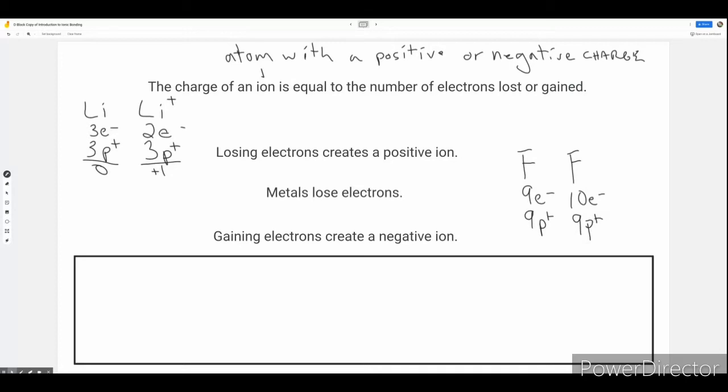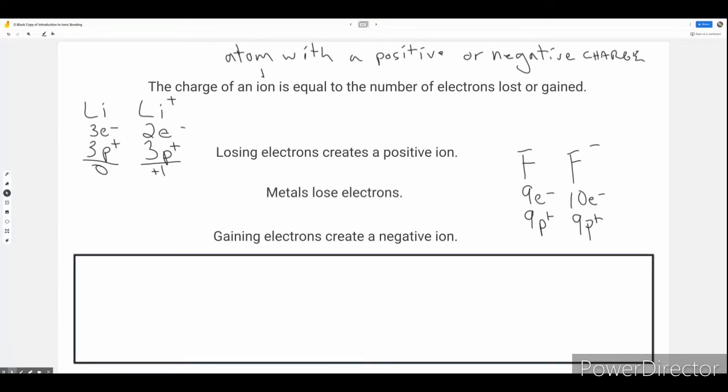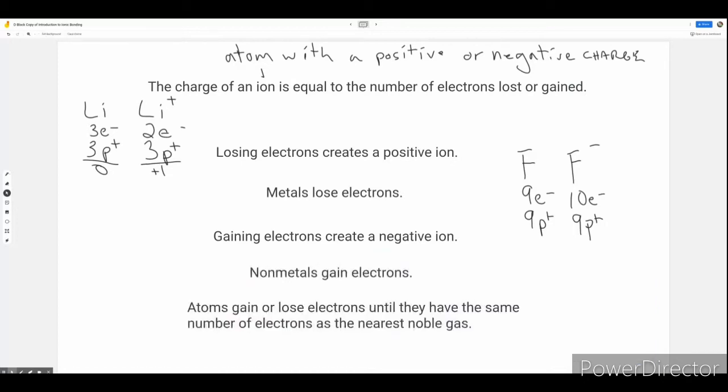If you add an electron to a fluorine atom, now you have 10 electrons and still 9 protons. That gives you a negative charge because the negative outnumbers the positive by 1. So that creates a negative ion, which is what the non-metal elements do. Okay, so metals on the left-hand side of the periodic table are going to be positive ions. Non-metals in that upper right-hand corner are going to be negative ions.